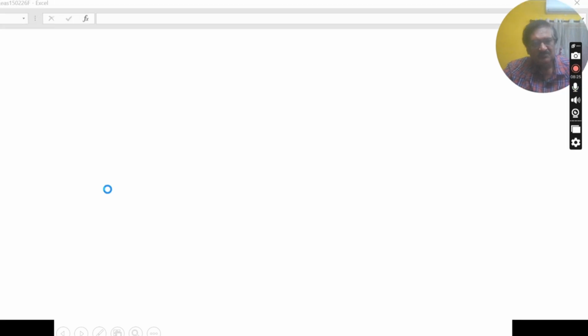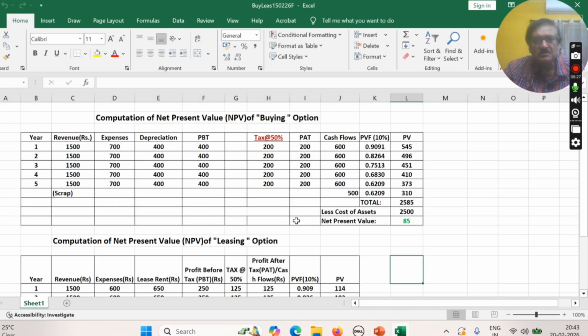See, this is the calculation sheet. First, computation of buying. The revenue for each year is noted here, first year, second year, like that, and expense for every year is the same, 700. If the expense is different in different years, you can write it differently. Depreciation, I have already shown, is 400 rupees per year, charged by the SL method, and it is done here.